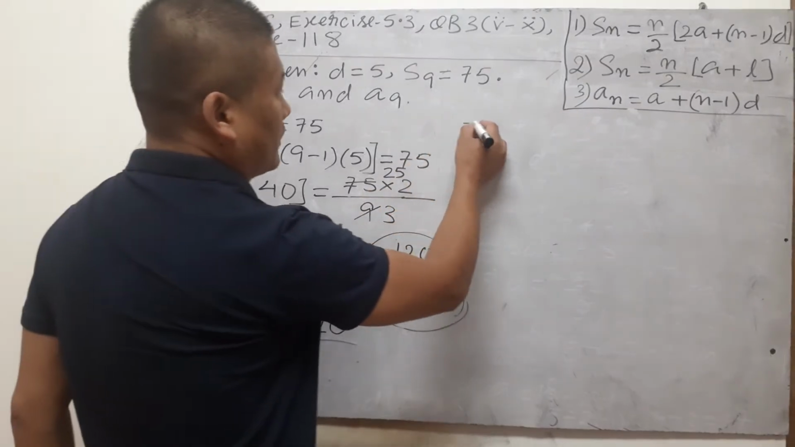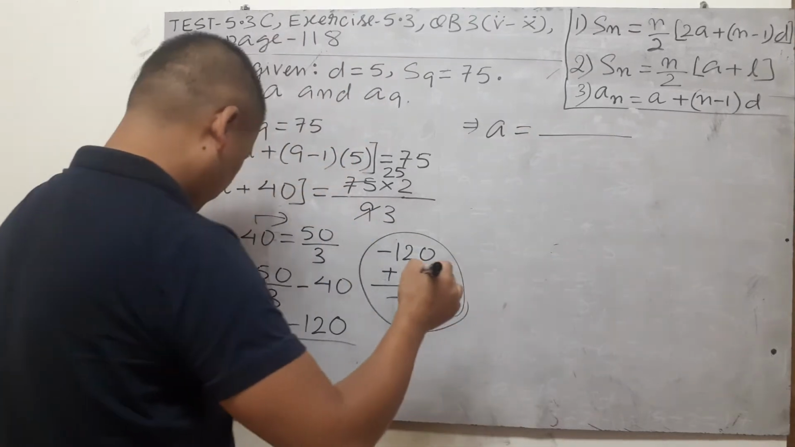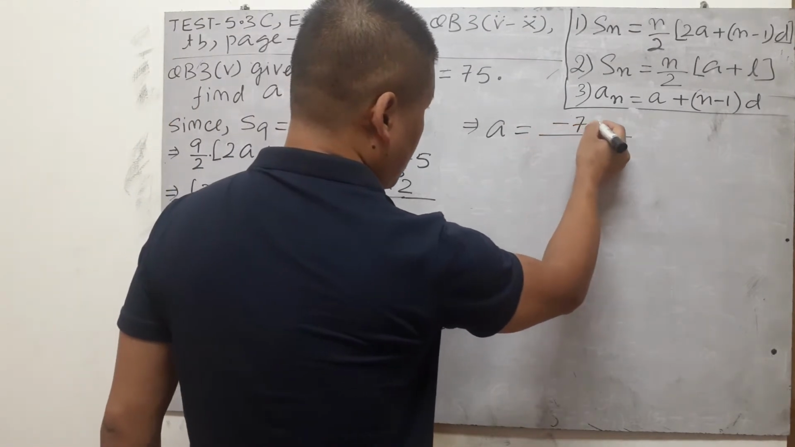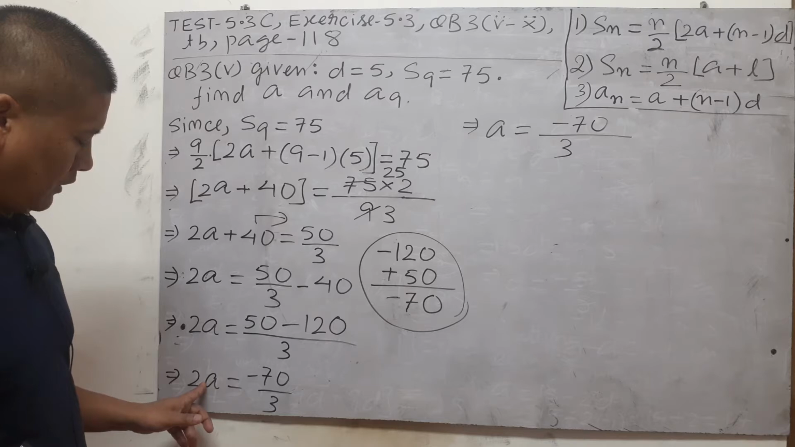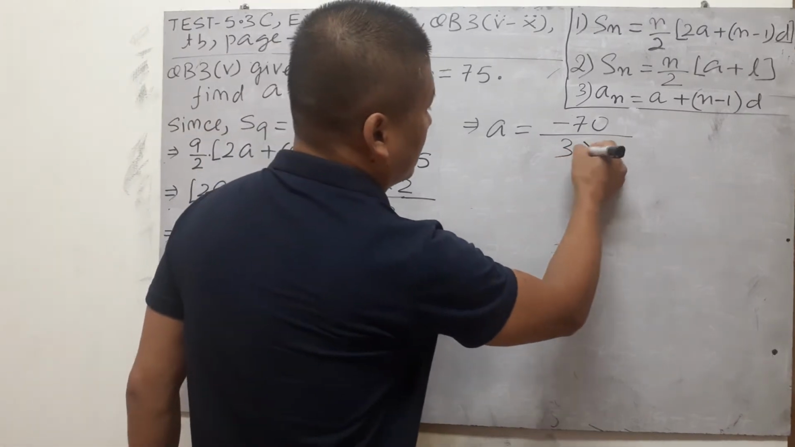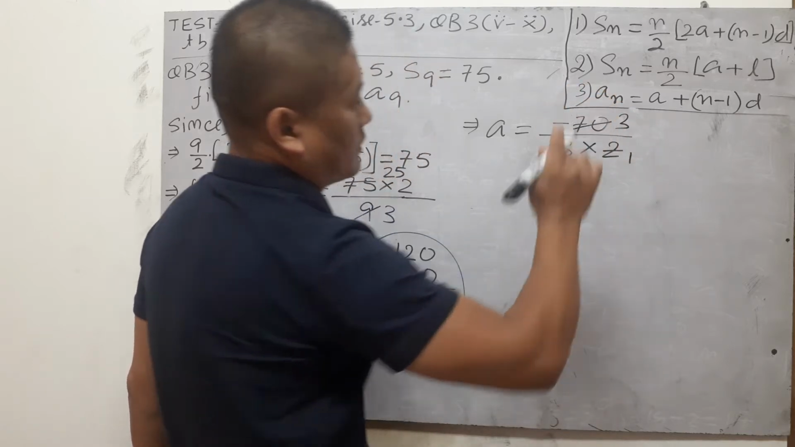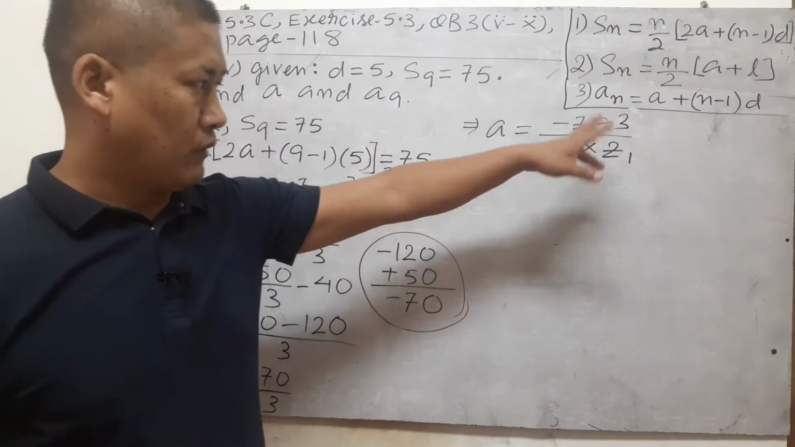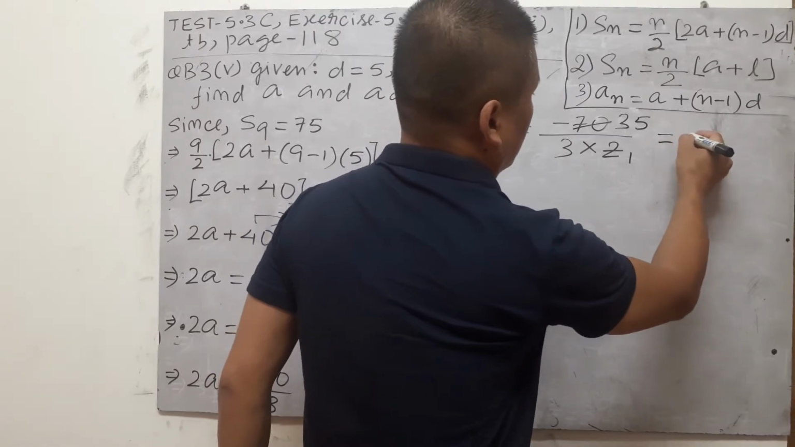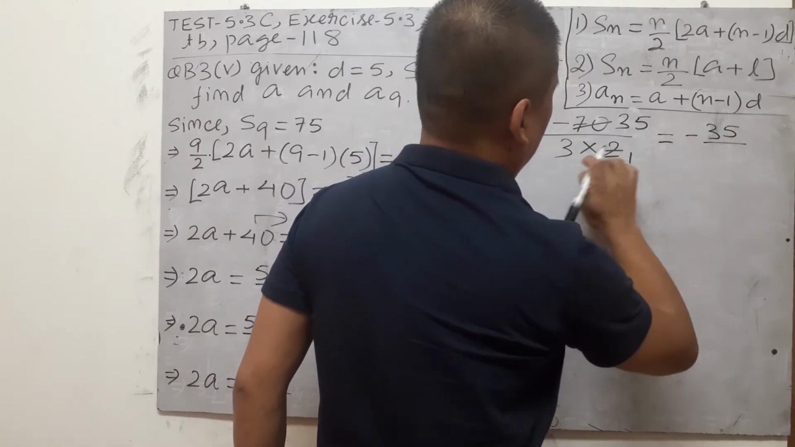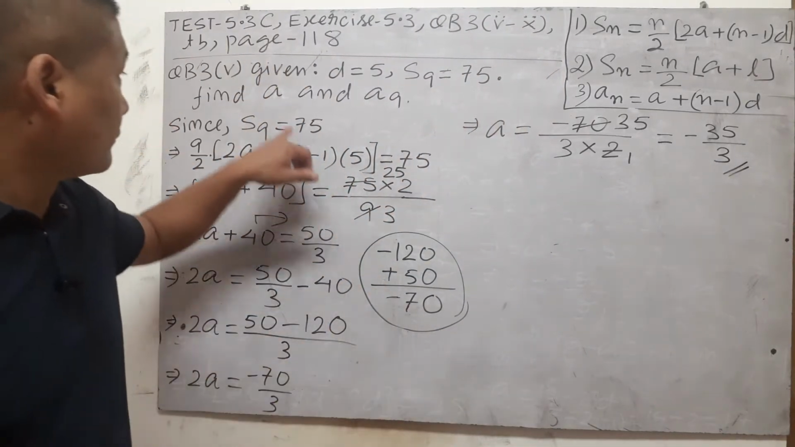Then we're going to proceed here. a will therefore be equal to minus 70 by 3. And if you shift this 2 from the left side, it will go to the denominator. 2 1s are 2. 2 3s are 6. 1 remainder, so that 1 goes to the left of 0 and becomes 10. 2 5s are 10. So the a value we found is minus 35 by 3. So that's the first answer. We have to find a and a9.